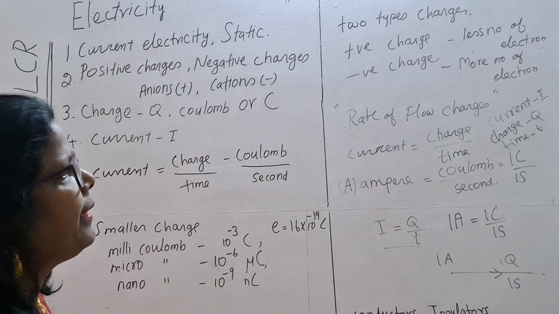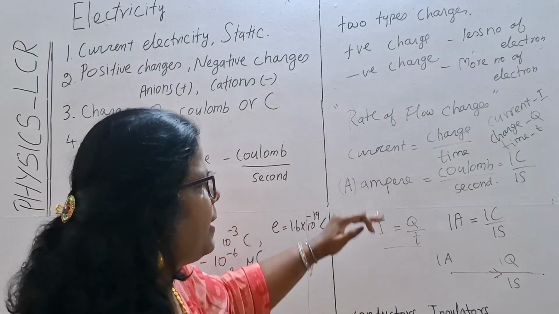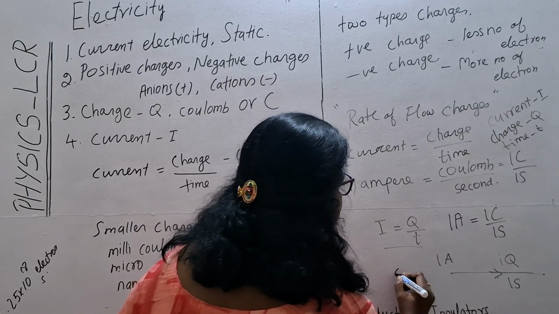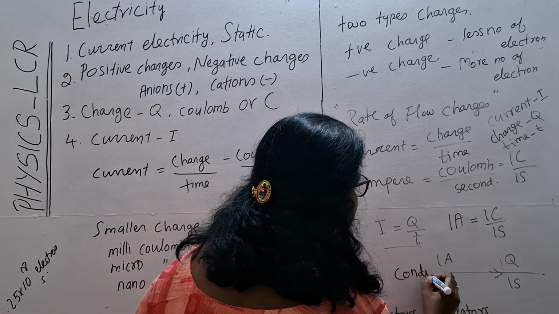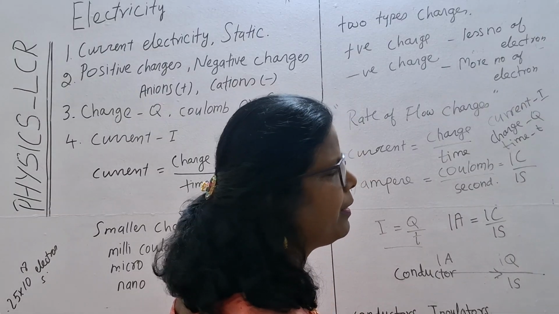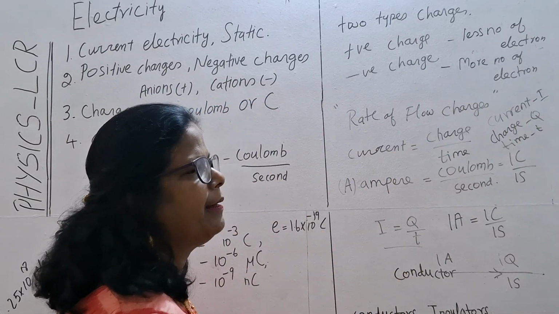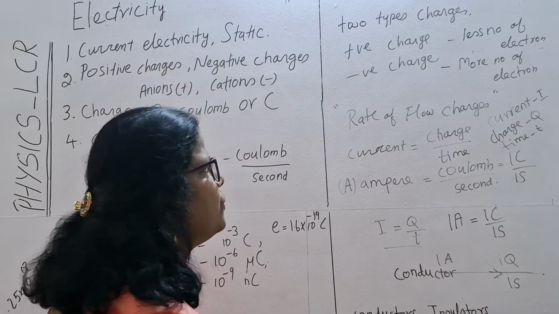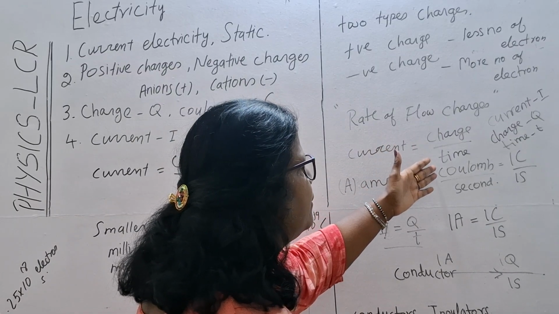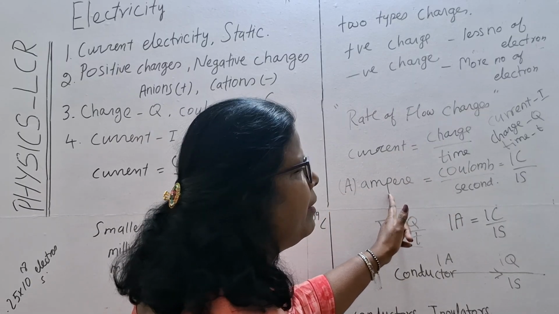Next, current is the rate of flow of charge. The current flows in the conductor, in metal substances. So current equal to charge by time we can write. What is the unit of current? Ampere. Unit of charge, coulomb; time, second. So here we can define 1 ampere.